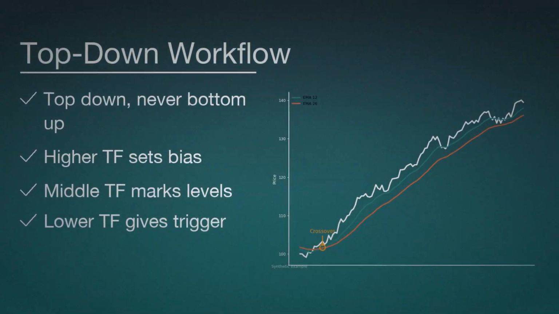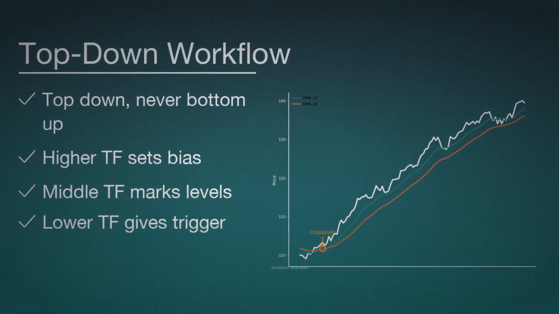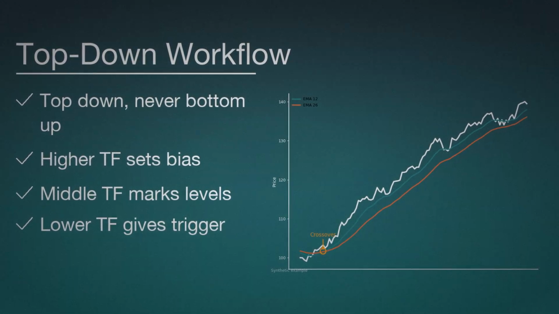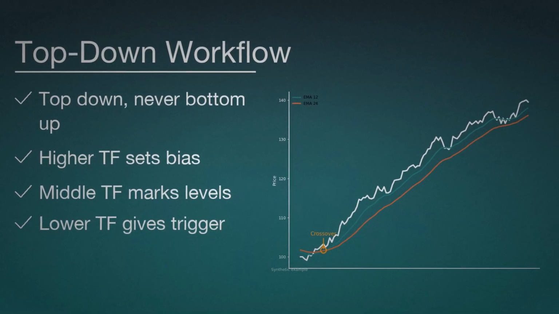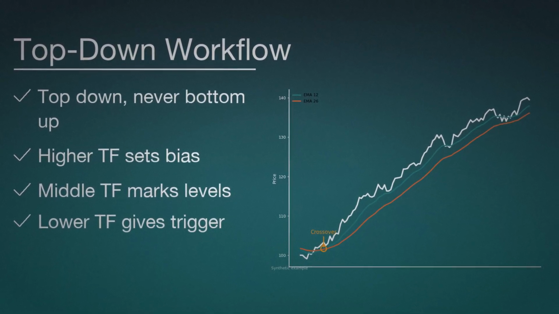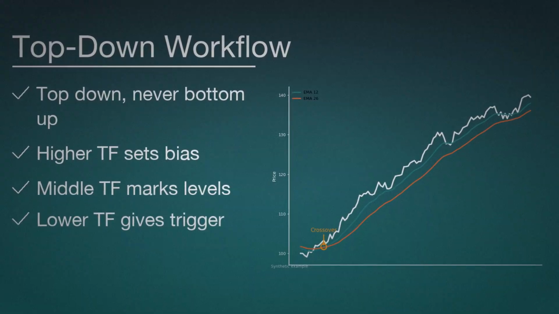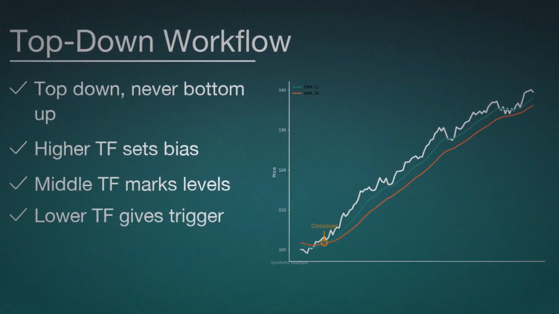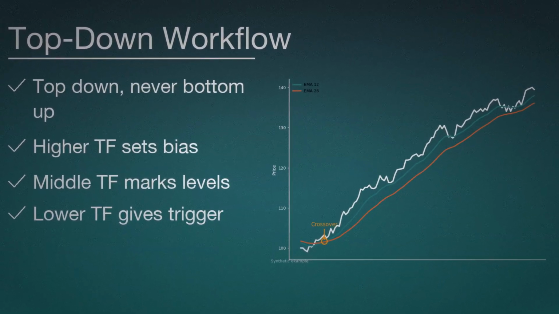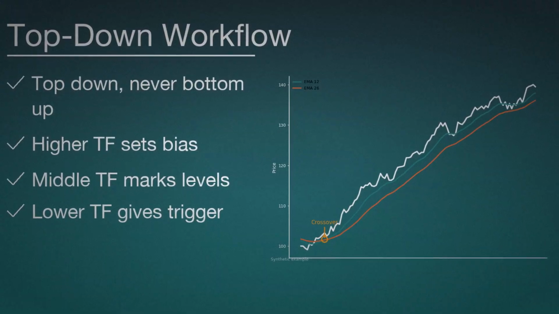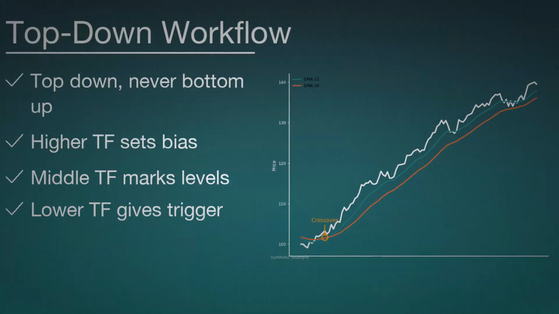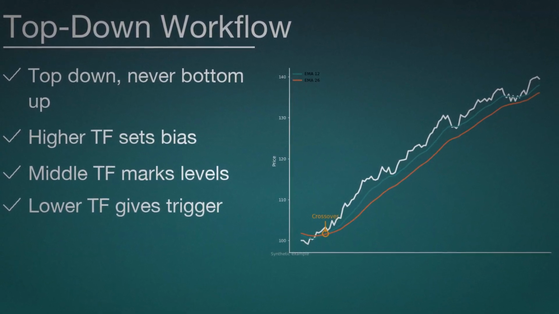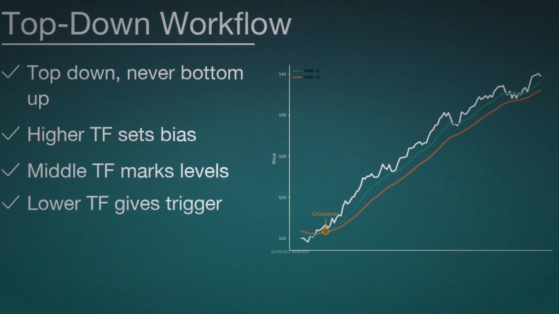Always work top-down, never bottom-up. Start on the highest time frame and ask one question. What is the trend? Use a 200-period moving average or simply mark the structure of higher highs and higher lows. That answer becomes your bias filter. Drop to the middle time frame and identify the key levels, prior swing points, value areas, the zones where price actually reacts. Finally, drop to the execution time frame and wait for a trigger that aligns with both. If any layer disagrees, you stand aside. Patience here is the entire edge.